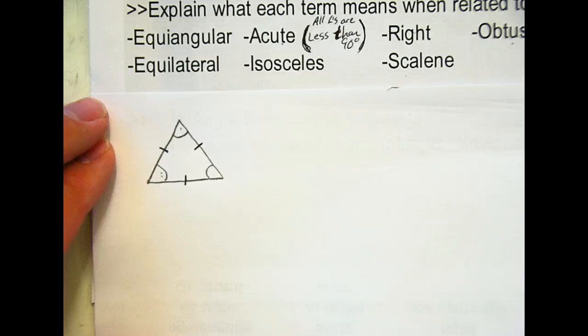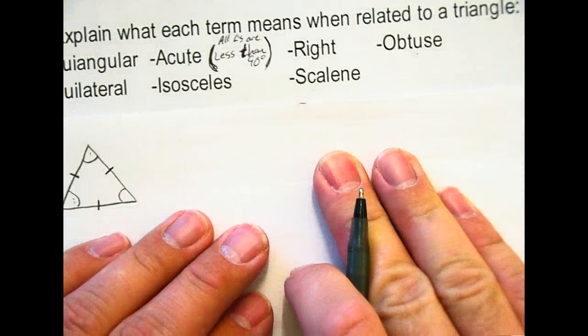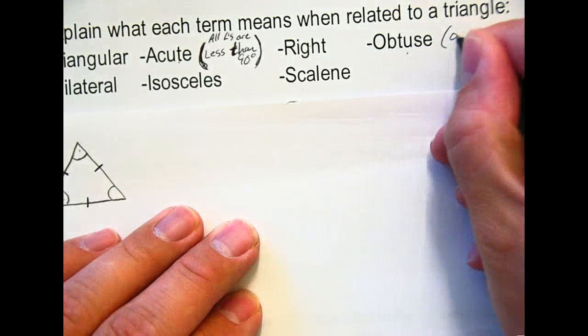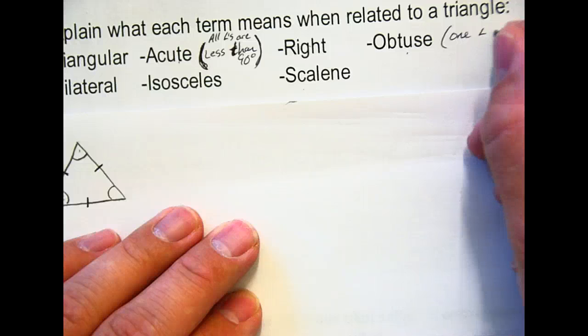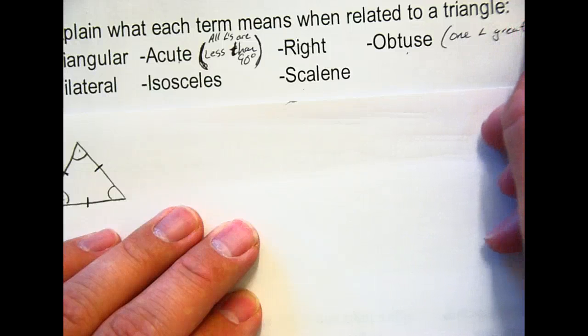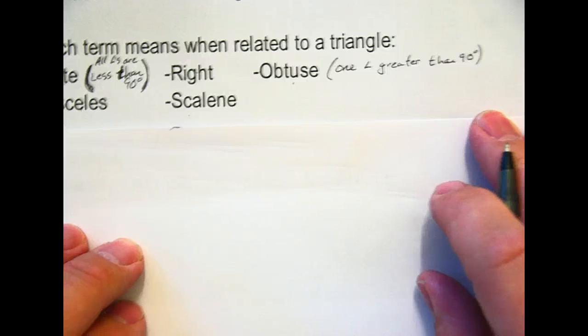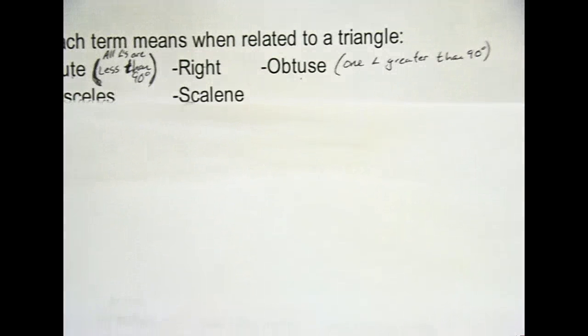What's obtuse mean? Carson? One angle more than 90 degrees. Is he right? One angle greater than 90? Could you have more than one? Can you have more than one angle greater than 90? I don't think so. Tell your neighbor, why is that not possible? Because it would add up to more than 180. It'd be like 2 huge numbers, and then like a 1 degree angle.